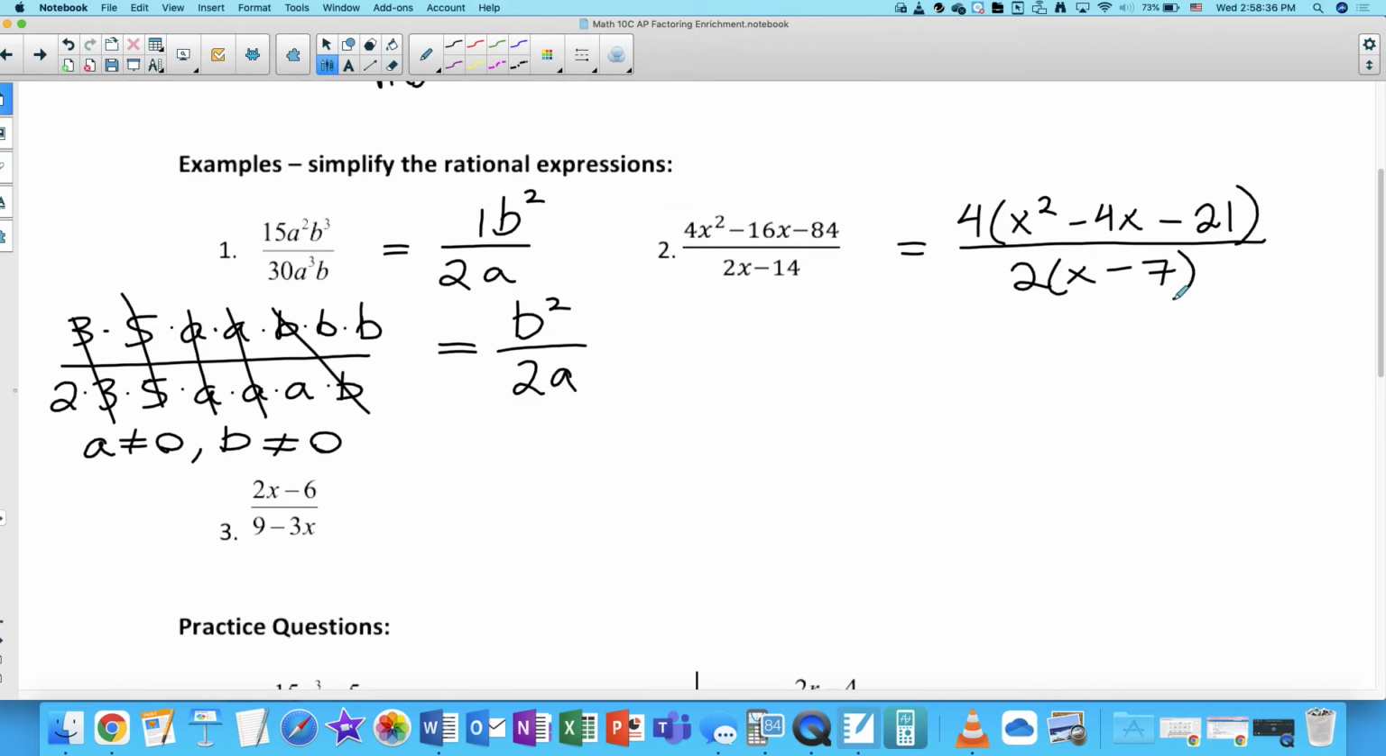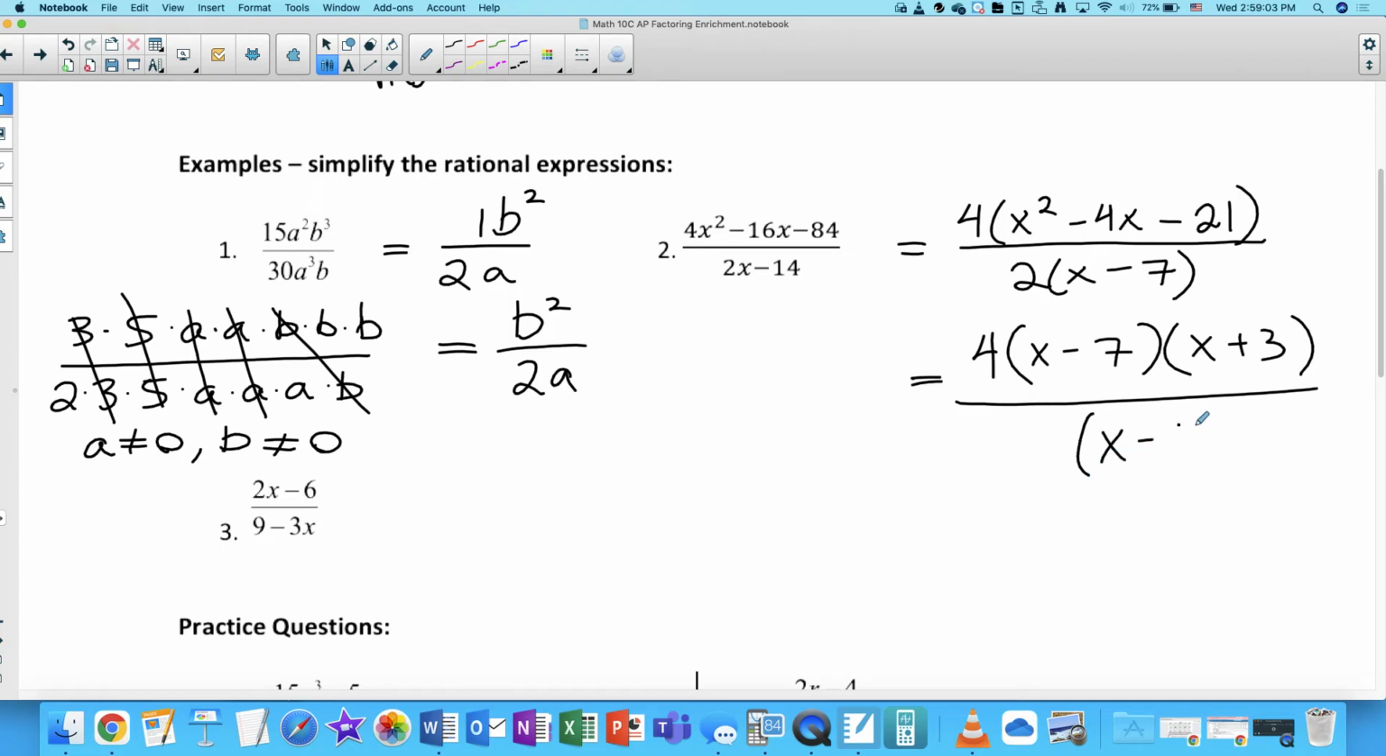No, because the numerator factors further, right? So here I'm looking for the a value is 1, so that's kind of nice. Looking for 2 numbers that multiply to negative 21 and add to negative 4. What are they? Yeah, it's negative 7 and 3. So one of the factors will be x minus 7. The other one will be x plus 3. And then here's my denominator, over 2 times x minus 7.